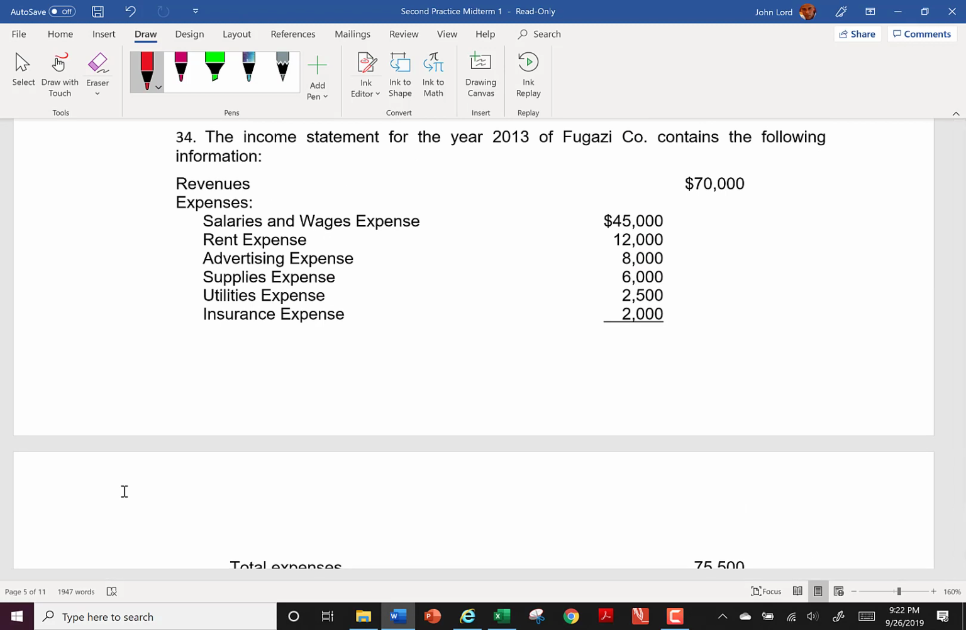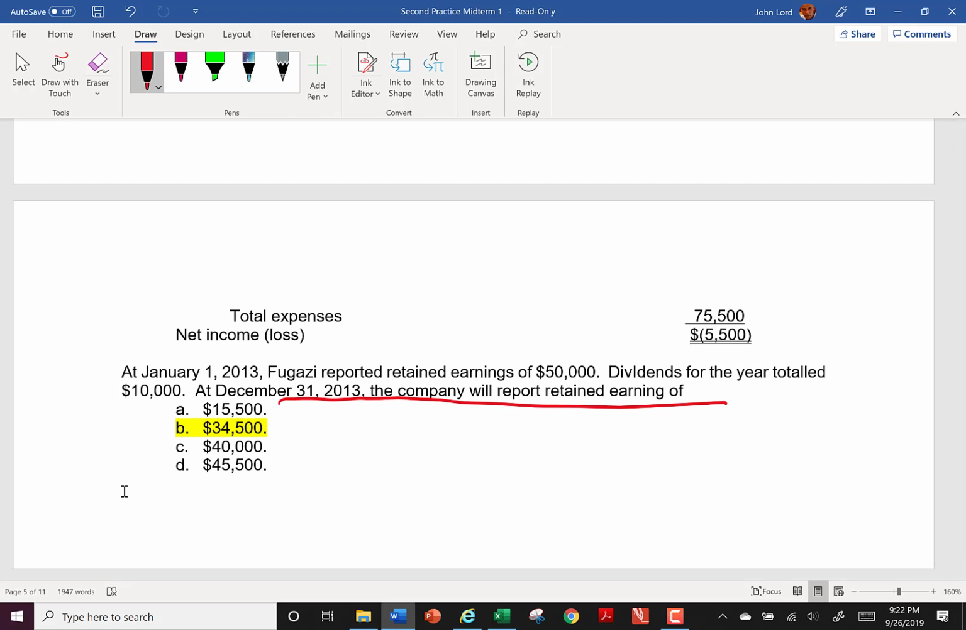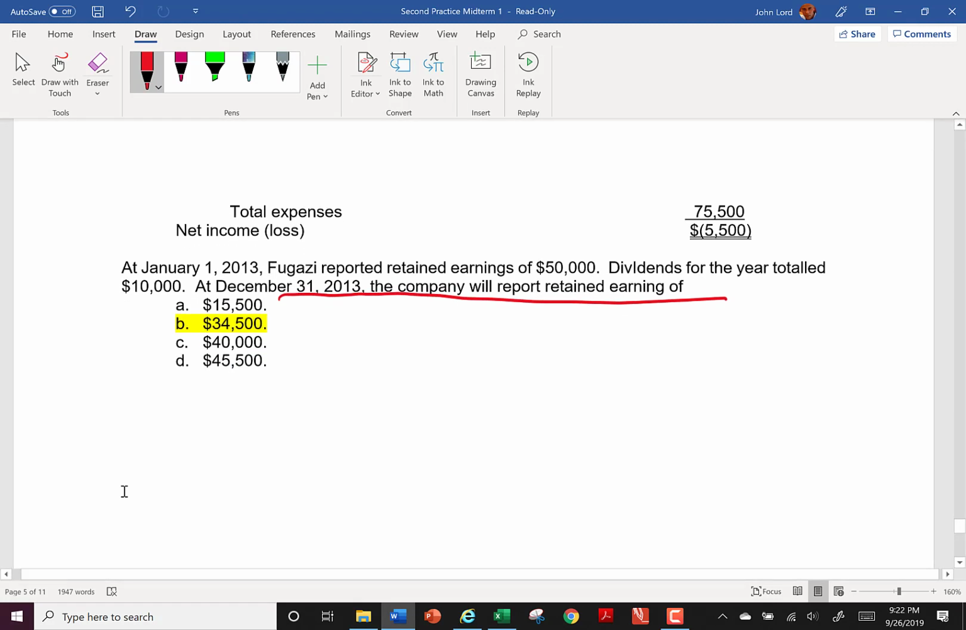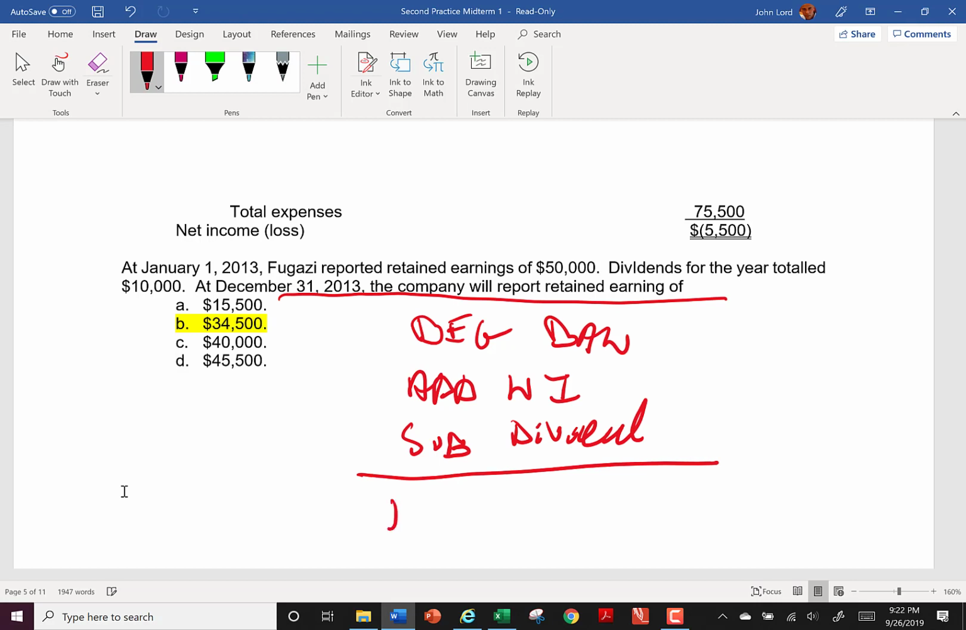Okay? So they want to know what will we report as retained earnings at December 31st. How do you calculate retained earnings? How do you analyze retained earnings? Beginning balance, add net income, subtract dividend. Good, guys. Subtract dividend, and that gives me the ending balance? Okay, good.